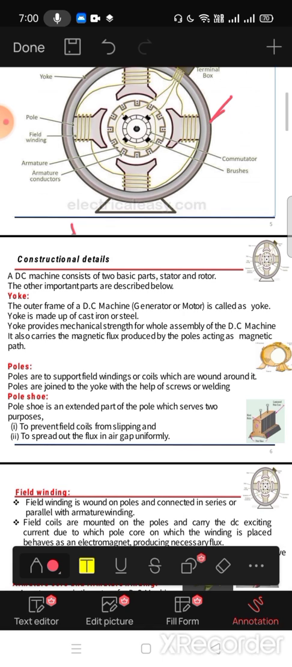Another one is poles. Poles are nothing but this one. Poles support the field winding or coils which are wound around them. Poles are joined to the yoke with the help of screws or welding.